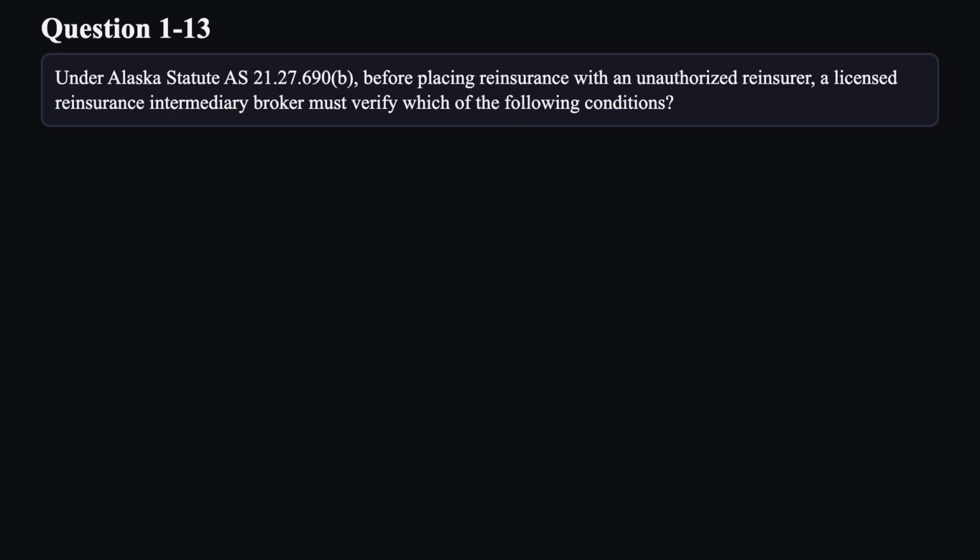Question 13. Under Alaska Statute AS 21.27.